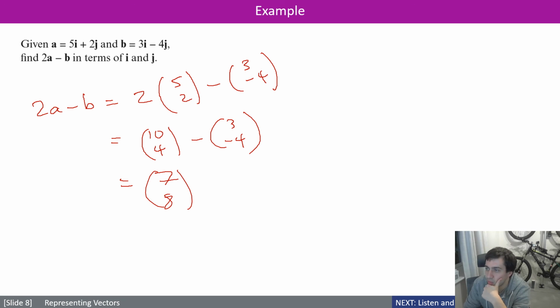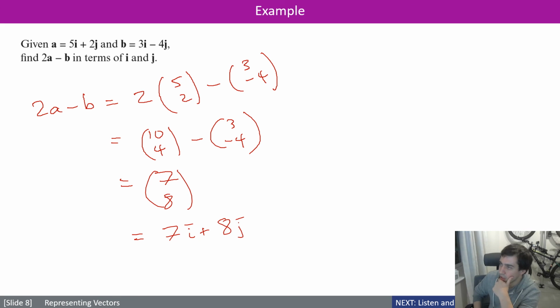That's our answer as a column vector, and now we can convert it back into ij notation. Okay. If you had done all the working in ij notation, you should still get the same answer, of course. This is just faster. So I recommend doing it this way.